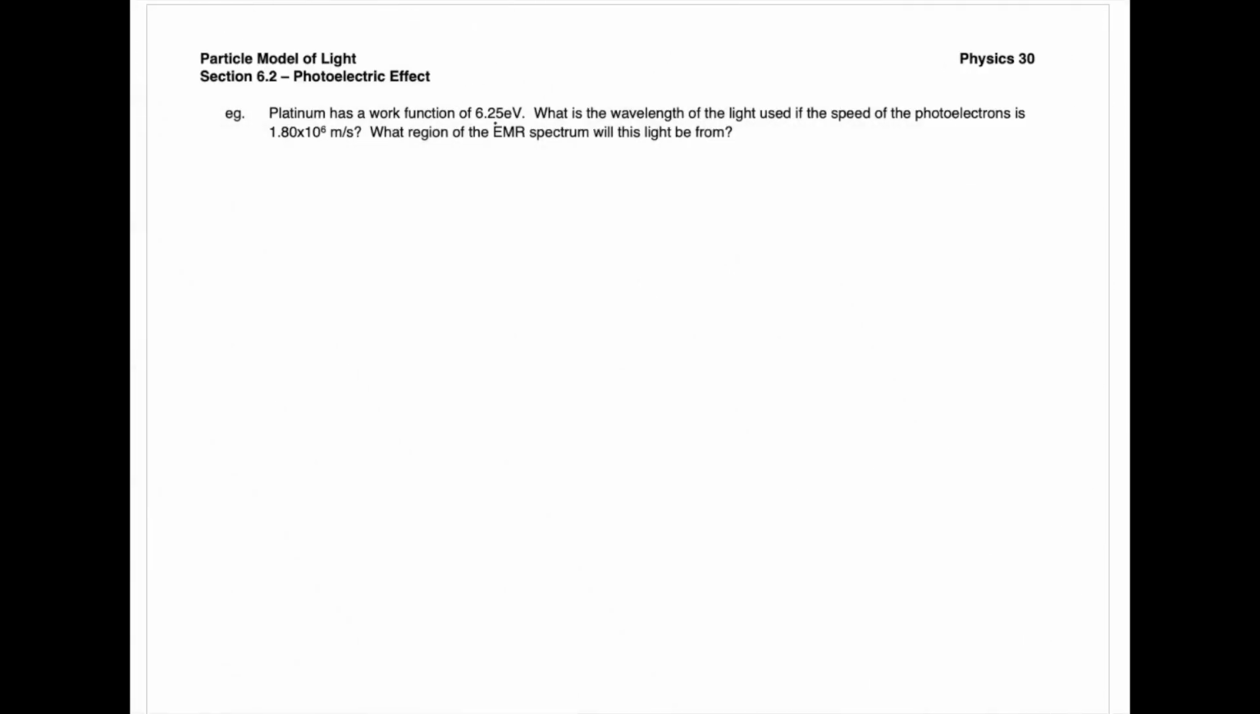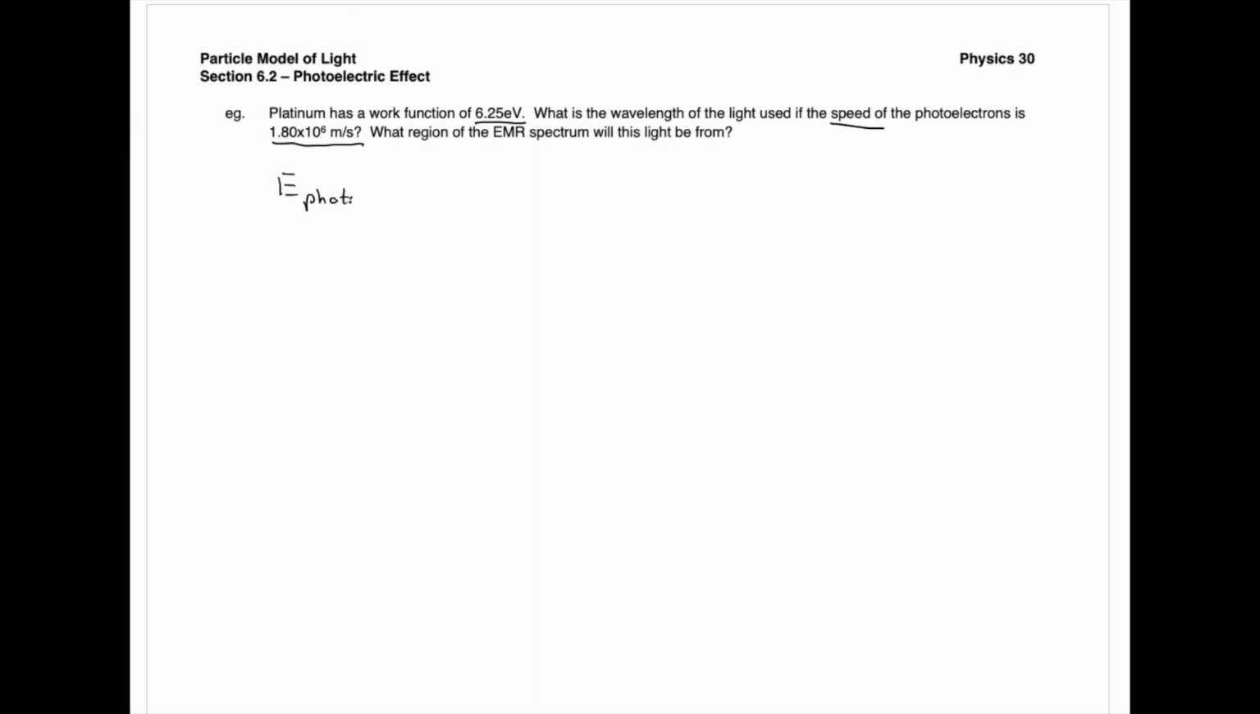So for this question, we have platinum with a work function of 6.25 electron volts. Of course, that's for the energy of the electron, or part of that. We're looking for what wavelength of light is being used, so that's the photon ones. And we're given a speed for those electrons. And so the speed of the electrons, of course, will be related to its kinetic energy. So we'll start with just that overall energy equation first.